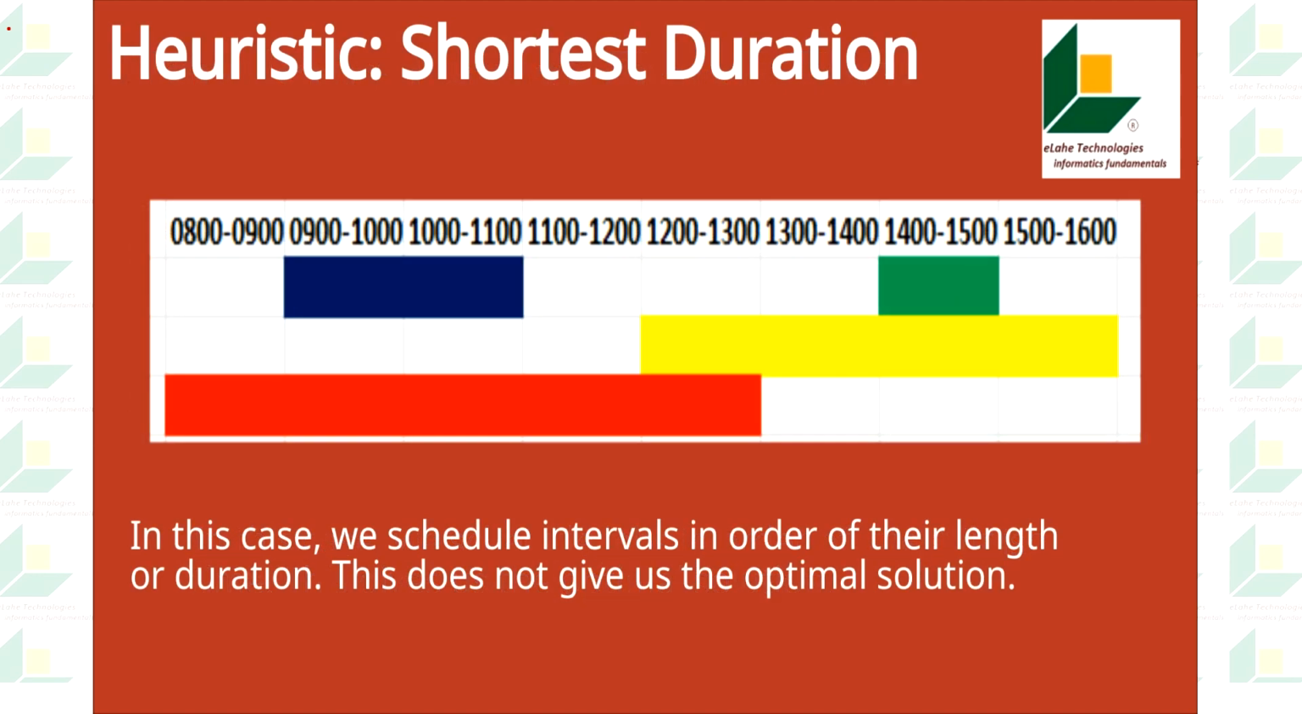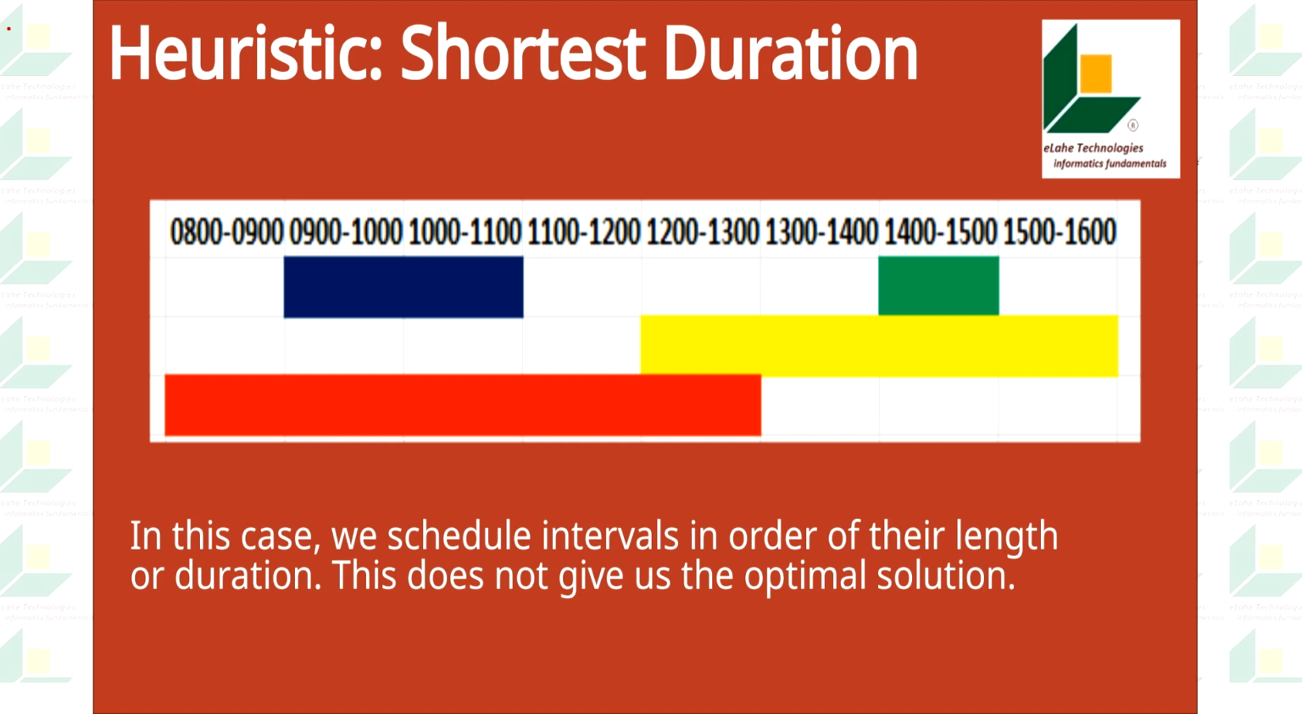In this case, we schedule intervals in order of their length or duration. In the example shown, first the green interval is scheduled. Next the blue interval is scheduled. Since the blue interval has a finish time earlier than the start time of the green interval, it can go to the same room. Then the yellow interval is scheduled. Since it intersects the green, it goes to a second room.